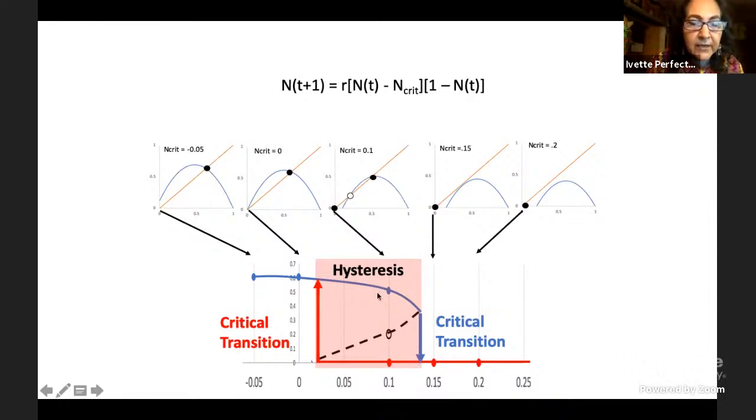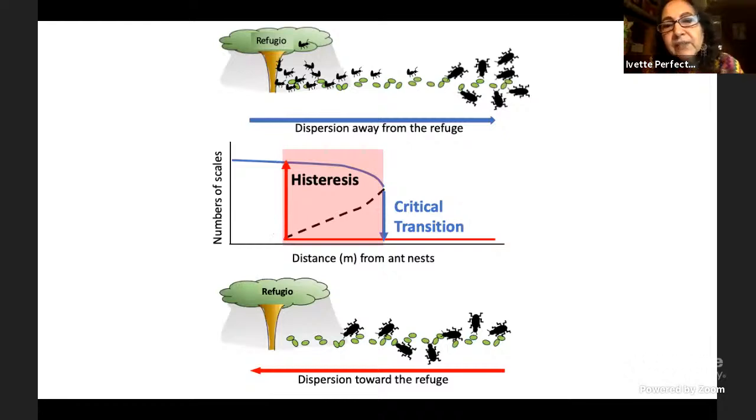So in this area, you're going to have high levels and you're going to have low levels as well. So this blue area represents dispersion away from the refuge, and the red area represents dispersion toward the refuge. And you have then the hysteretic zone in between.